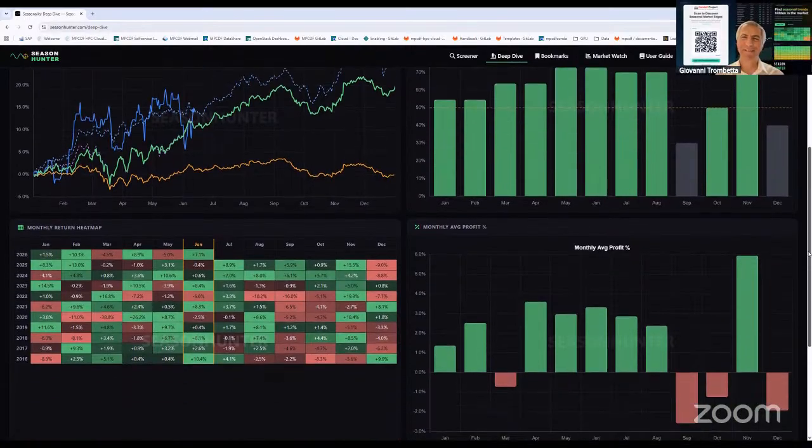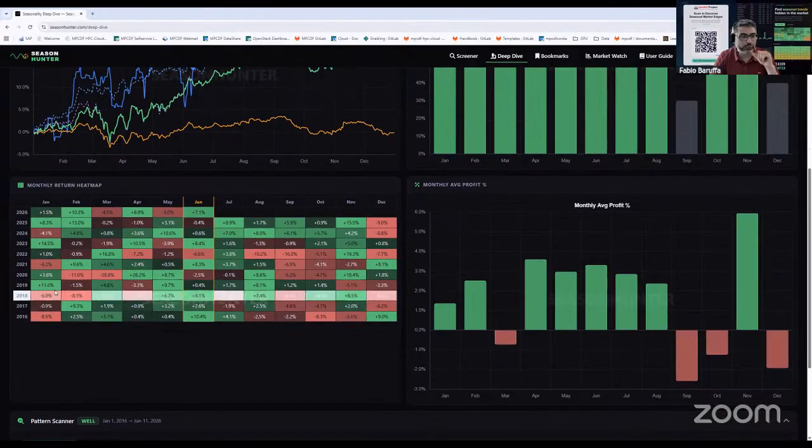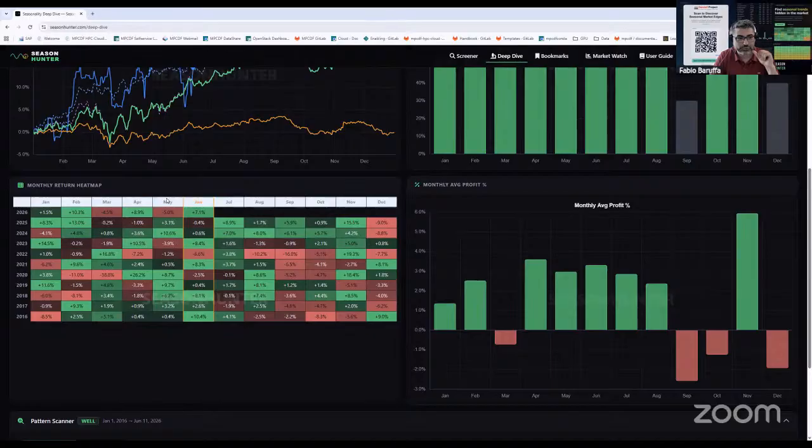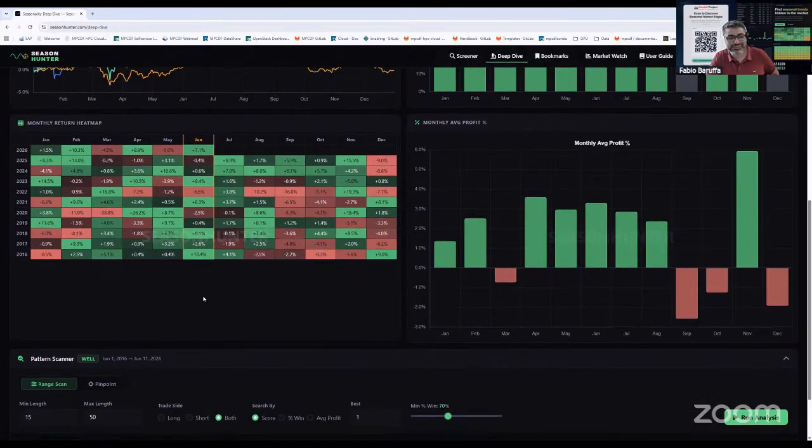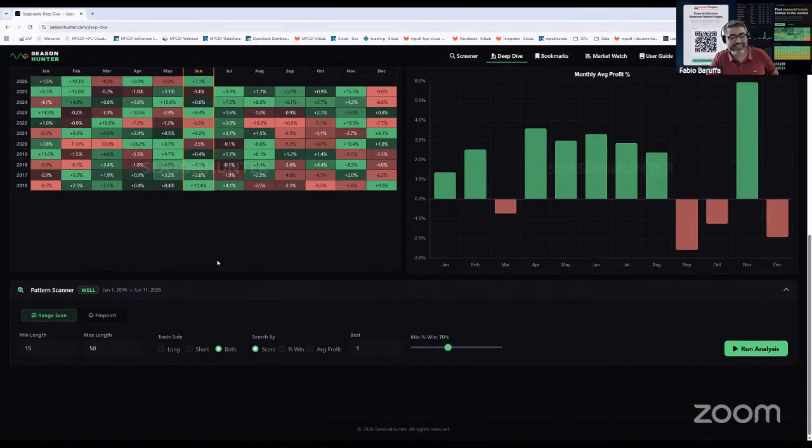This is also confirmed by the monthly heat map. You see year by year what happened, and we see June and July have been quite profitable, around 2-3%. That's fine, but we were not happy with this, right, Giovanni? We wanted to go further, and we wanted to analyze this ticker on this time frame.